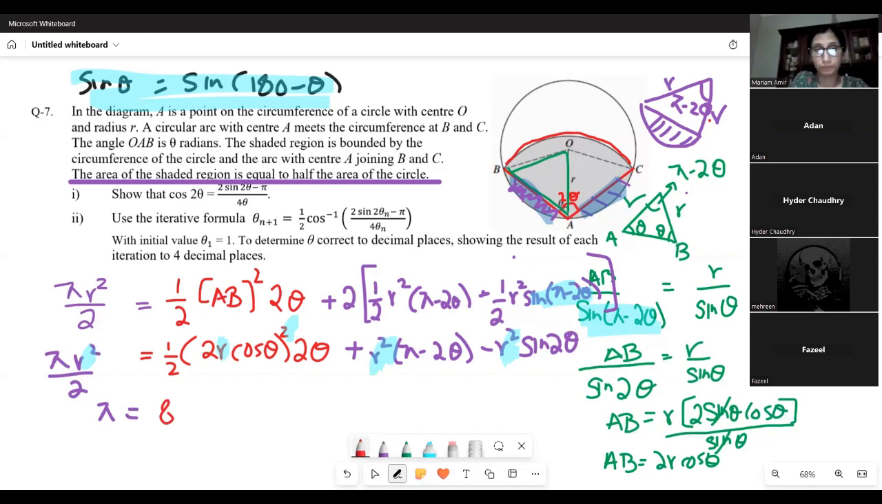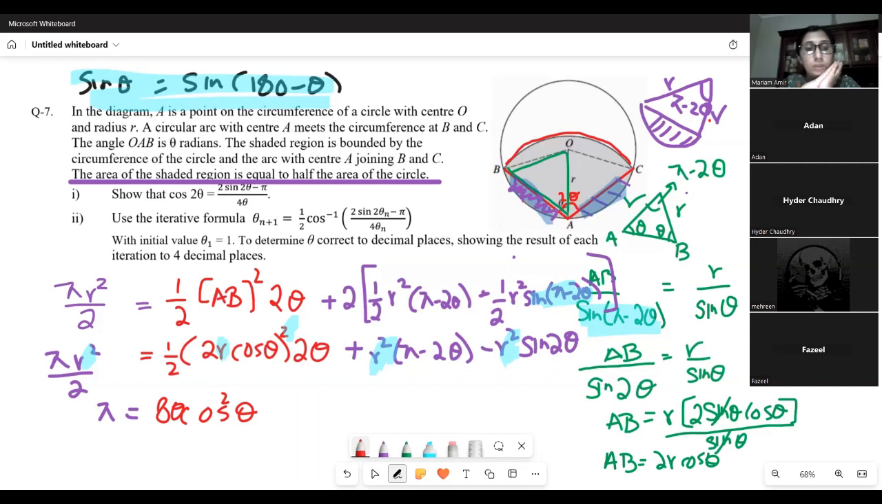यहाँ पे 8 आ गया. And r square got cancelled, and we have cos square theta, and then we have another theta with it. So मैं 8 के साथ theta लिख देती हूँ. It's going to be 8 theta cos square theta. Let me double check. 2 square will be 4, and 4 times 2 will be 8.